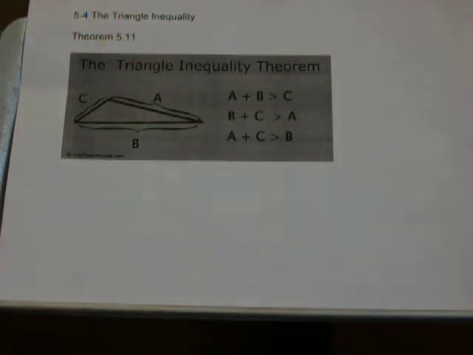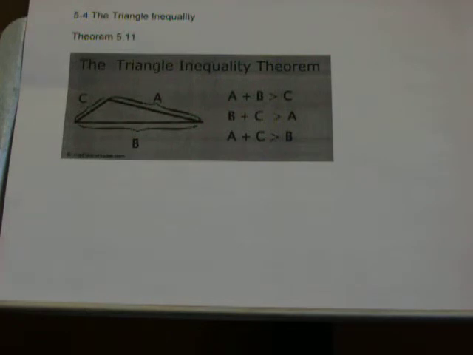5-4, triangle inequality. So we're going to talk about the triangle inequality theorem. This states that the sum of any two sides is greater than the third side. So if I add the lengths A and B together, it's going to be greater than C. And then it's true for all the other combinations.